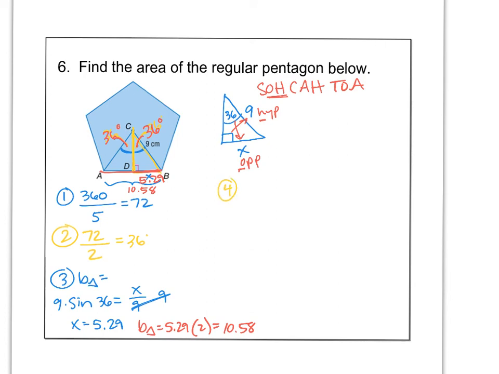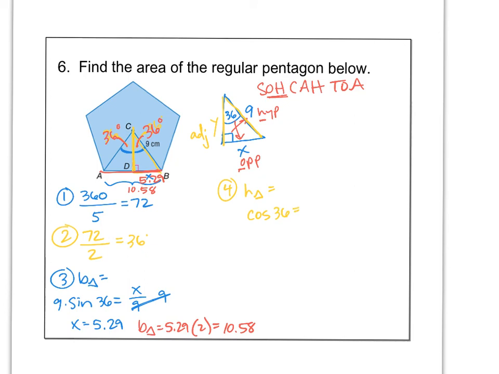Step number 4 is you have to find the height of your triangle. Well, we have not been given the height. So like, let's call this y over here. Now we have to find y. What I would do is I would use the 9 and I would use the y. So you're going to use adjacent and hypotenuse. So you're going to use cosine.